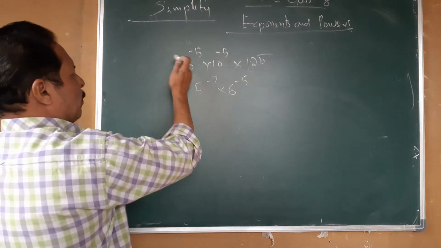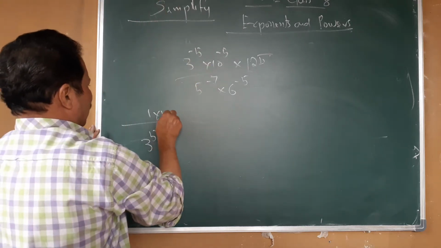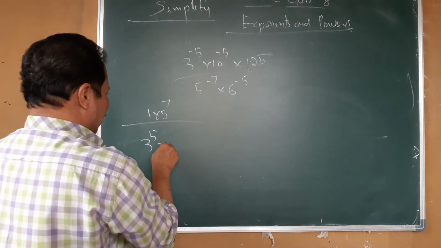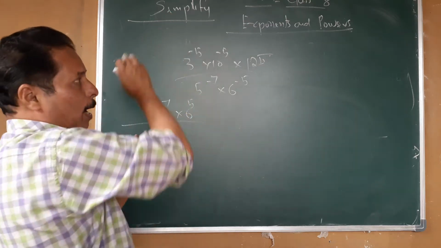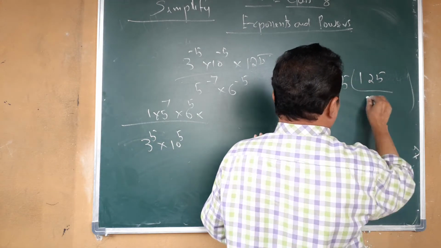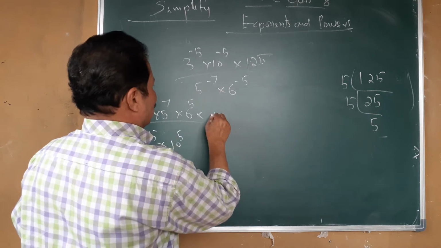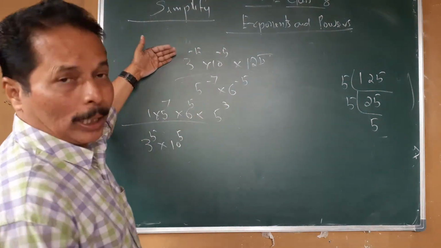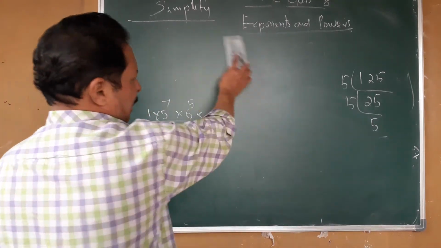Now 3 raised to minus 5 means 1 by 3 raised to 5. 5 raised to minus 7 means 5 raised to 7. You get that? Changing the sign. 10 raised to minus 5 goes below as 10 raised to 5. 6 raised to minus 5, 6 raised to 5 goes above. 125, factorize 125 like this. This is factorization. 5 into 5 into 5 is 5 raised to 3. So 125 is 5 raised to 3. That is the first step.